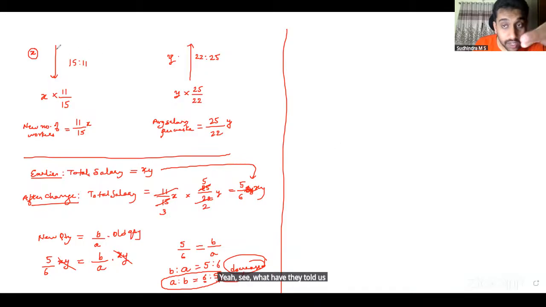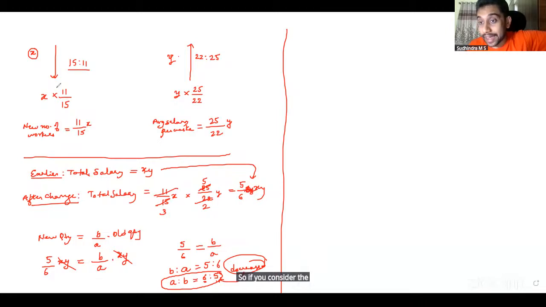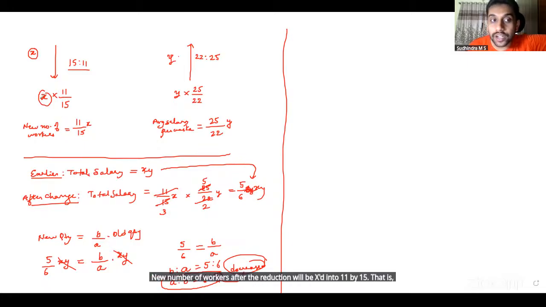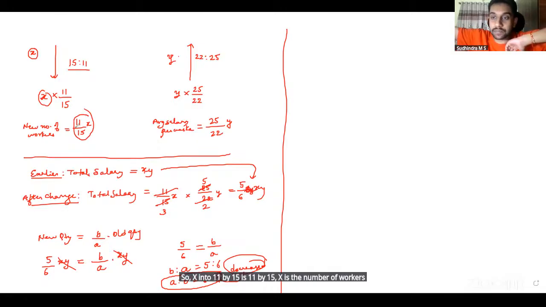See, what have they told us? The number of workers decreased in the ratio of 15 is to 11. So if I consider the number of workers which were there as X, the new number of workers after the reduction will be X into 11 by 15. That is old quantity into B by A, the formula that we learnt last class. So 11 by 15 X is the number of workers after reduction.